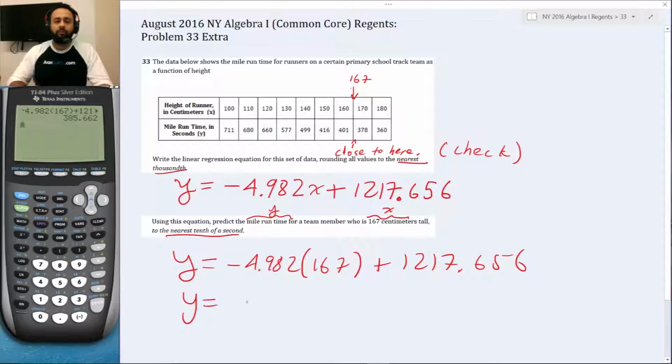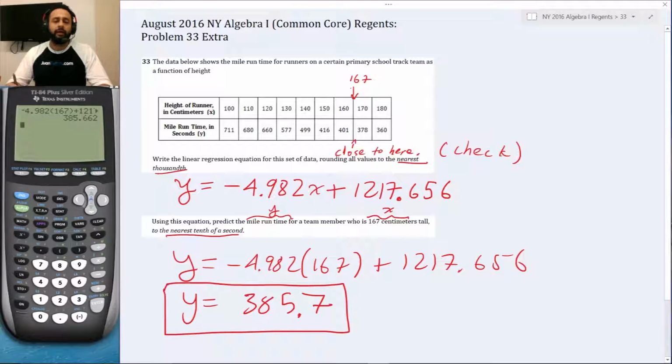So y equals 385 point, and then we round to the nearest tenth of a second. So 6 followed by a 6. That second 6 tells us to round up to 7. And do not put units. Okay, so that is our answer. That's what they're looking for. That's 4 points. We rounded to the nearest tenth. We didn't put units so that we don't accidentally get the question wrong for no reason. We answered the question as they wanted it.